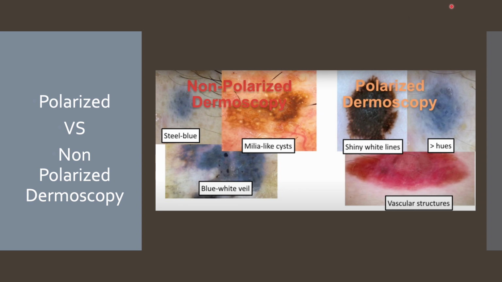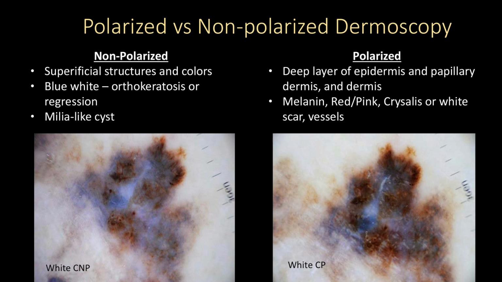So, to summarize, the steel blue color, blue-white veil, and milia-like cysts, which are the epidermal structures, are more prominent in the non-polarized dermoscopy, while the shiny white lines, blue hues, and vascular structures are more prominent in the polarized dermoscopy. Again, the comparison of both.